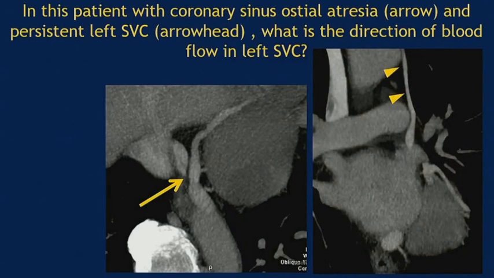And finally, in this patient, he was found to have coronary sinus osteoatresia. So here is the osteoatresia. He was also incidentally found to have a persistent left SVC. So with these 2 things in mind, what do you think would be the hemodynamic significance? And can you anticipate the direction of blood flow in the persistent left SVC in such a case?